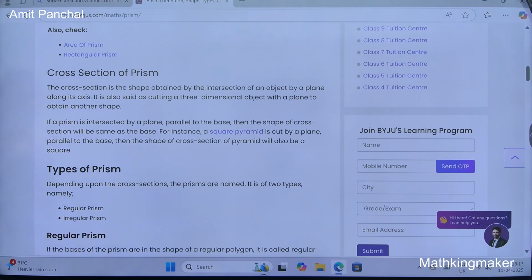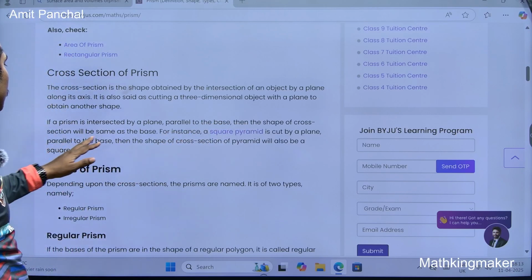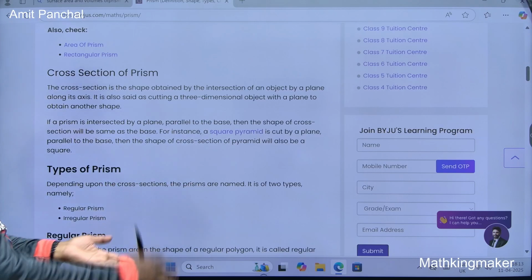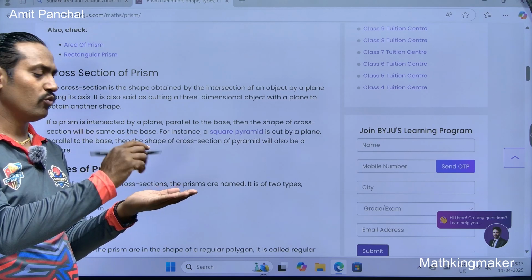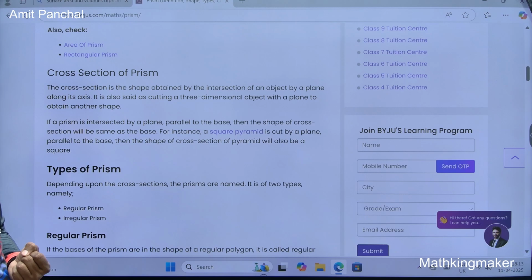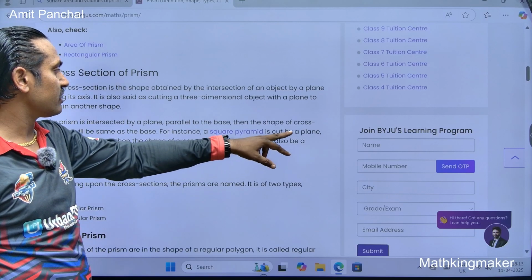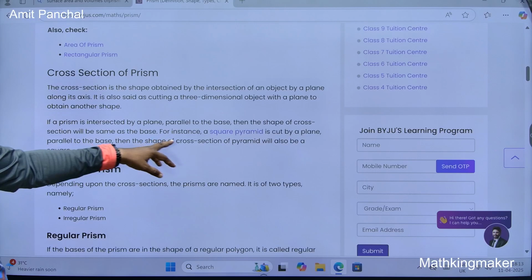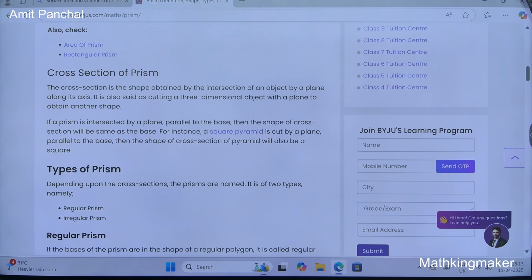Now, if a prism is intersected by a plane parallel to the base, then the shape of the cross section will be the same as the base. If you cut that prism along the base, you just have to check what shape comes. That will be the shape of the base. If a square pyramid is cut by a plane parallel to the base, then the cross section of the pyramid will also be a square.